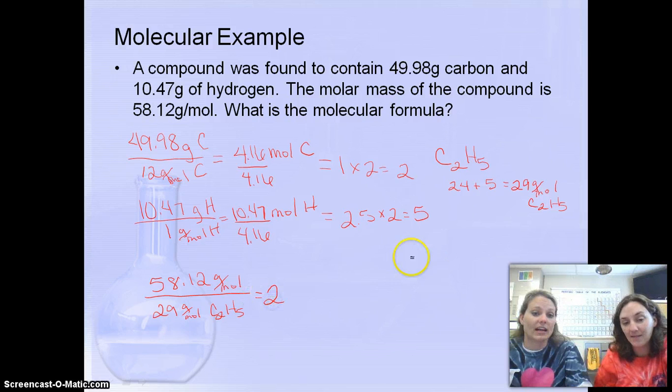That's easy. Now 2 what? That gets multiplied through the subscripts of your empirical. So instead of C2, you're going to have C4. Instead of H5, you're going to have H10. That is the molecular formula. There you go.